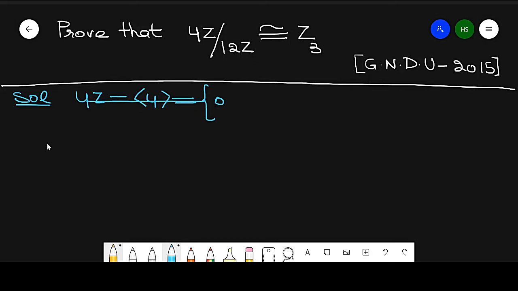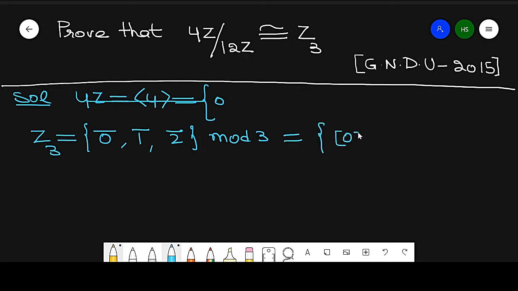After that, this Z3. So what is Z3? It is 0 bar, the remainders modulo 3, 1 bar and 2 bar, right? So this is modulo 3. This can also be written in this way. So there are two ways. Some books use this and some books use this. So you can use either notation.